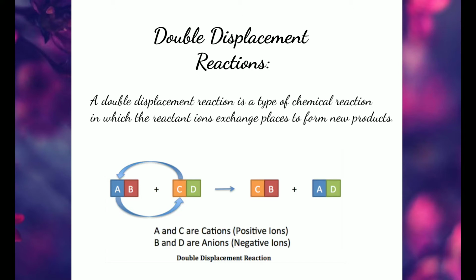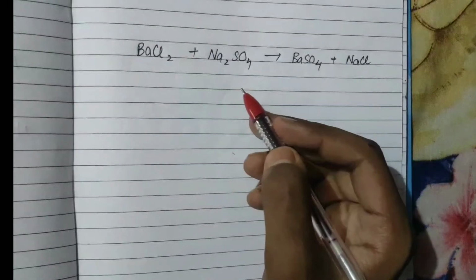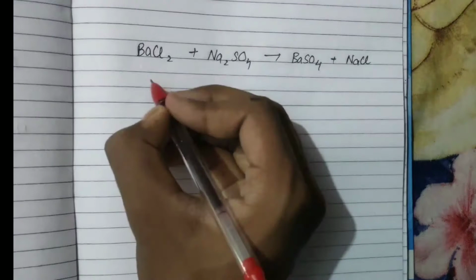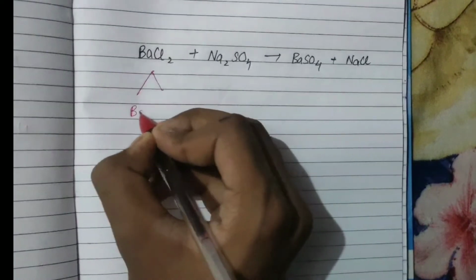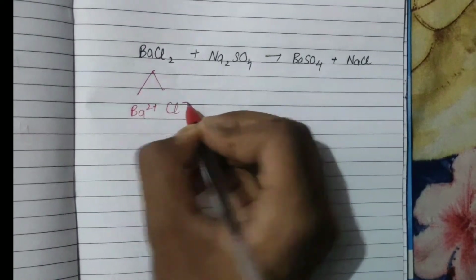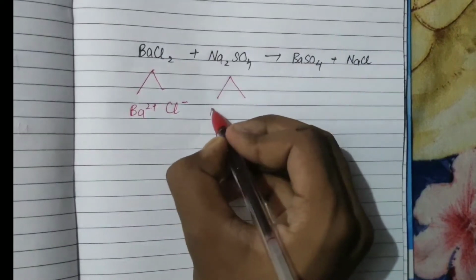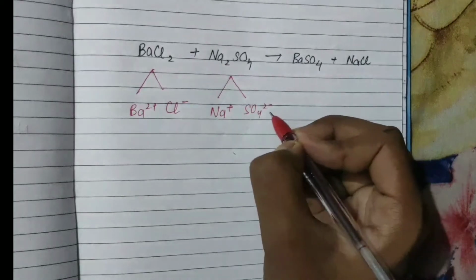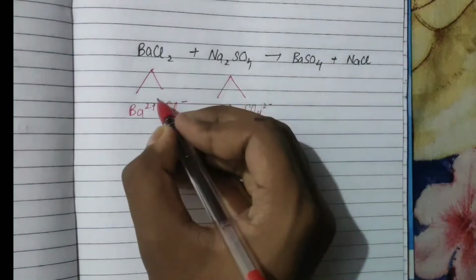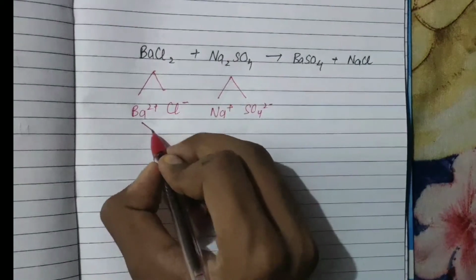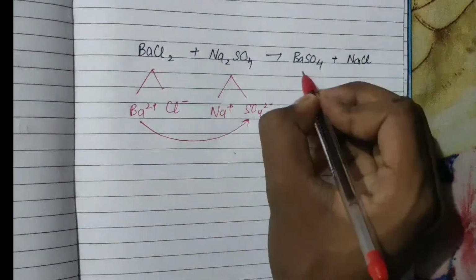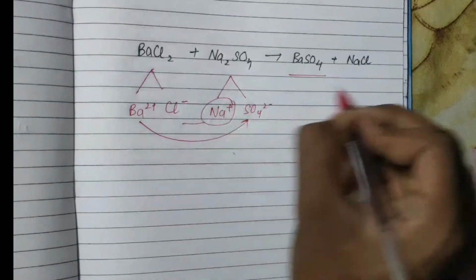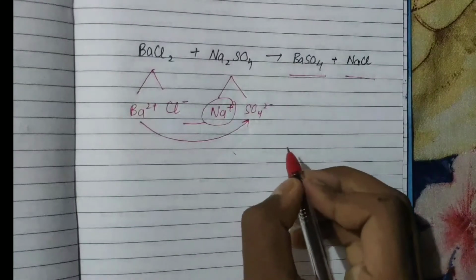Here's an example to understand this. We have two compounds here, BaCl2 and Na2SO4. BaCl2 has two ions, Ba2+ and Cl-, whereas Na2SO4 has Na+ and SO4 2- ions. So what's going to happen in this double displacement reaction? This Ba2+ is going to combine with SO4 2- to produce BaSO4, and this Na+ is going to combine with Cl- to produce NaCl. This is the double displacement reaction.